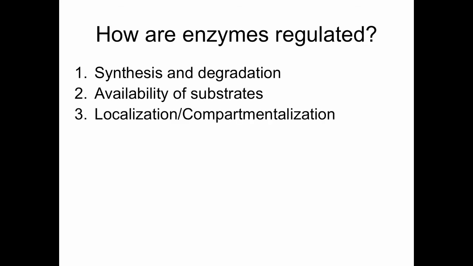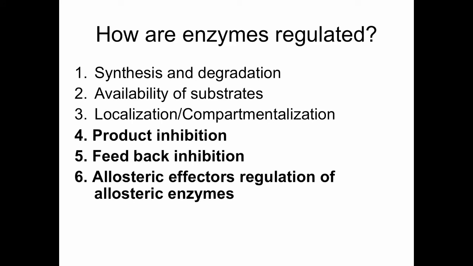There is the localization or compartmentalization of enzymes in a cell. So if you keep an enzyme in a specific organelle, such as the mitochondria, that activity will stay there. There's product inhibition, feedback inhibition, allosteric effectors regulating allosteric enzymes, and covalent modification. So we'll go into more detail of 4 through 7 in the following slides.